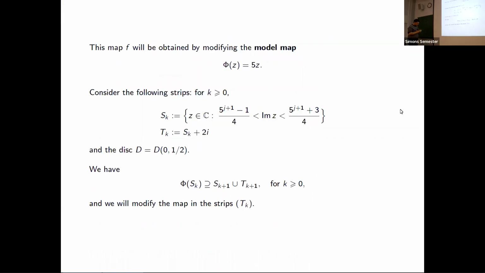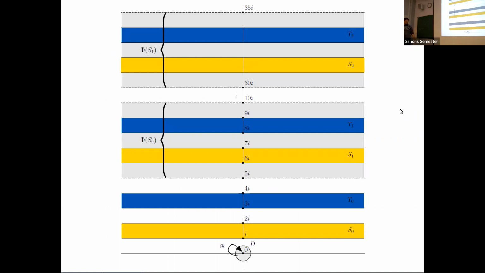Okay, so what we will do basically is modify this map that is 5 times z. I think everyone is very familiar with 5 times z. So what does it look like? First of all, let's look at this. Imagine you have the map 5z exactly, right? If you look at this strip S0 that goes from imaginary part 1 to imaginary part 2, the image of this yellow strip is this strip here that goes from 5 to 10. So the yellow one under 5z covers this.